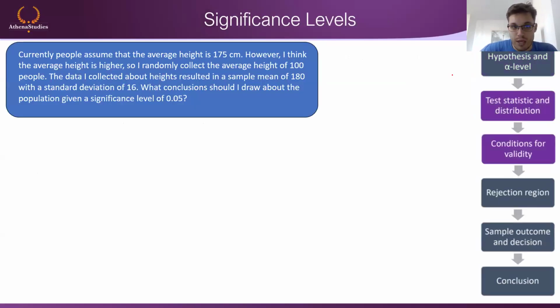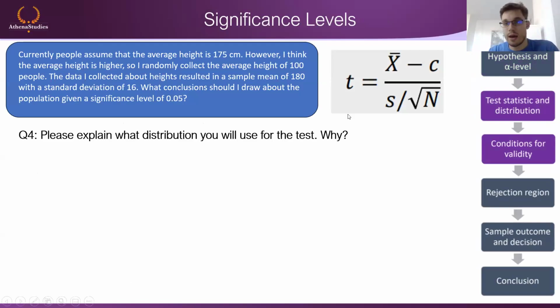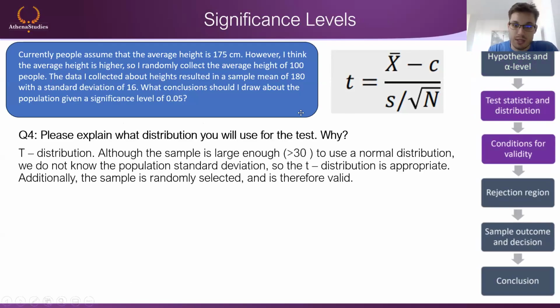Next question is basically the same. We now need to do a t-test of all of this data that we already have. We have to, of course, explain why we use the t-test. Why? Because we only have the sample standard deviation, right? We only have the standard deviation of the sample. We don't have the population standard deviation. And also our sample is bigger than 30, so we can do that. And additionally, the sample is randomly selected, because we know this from here.